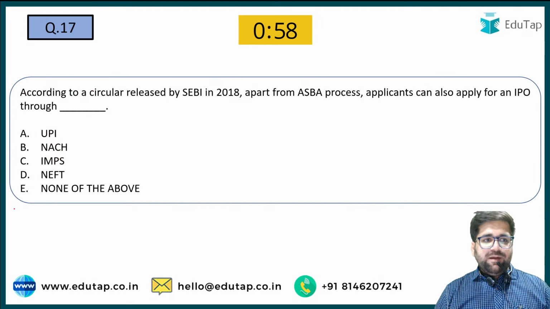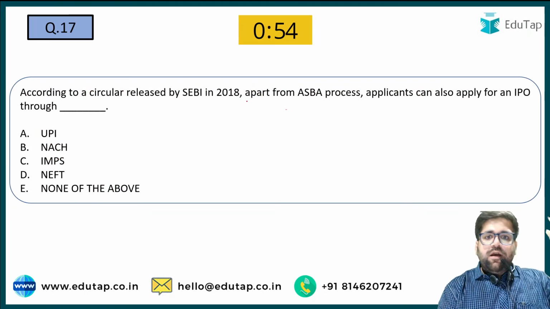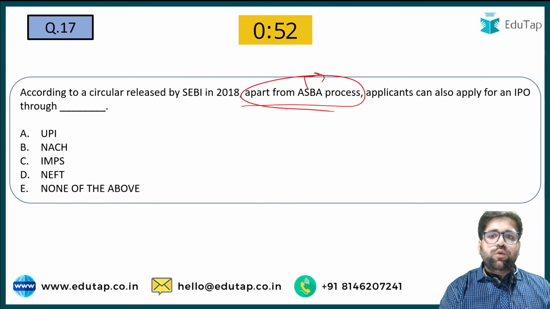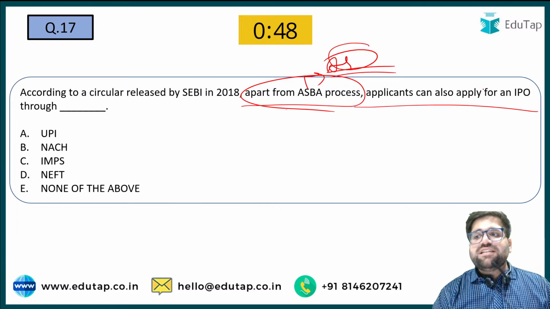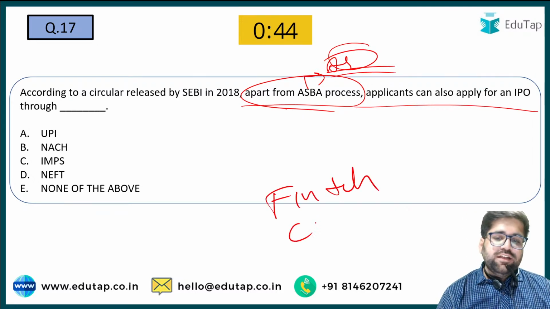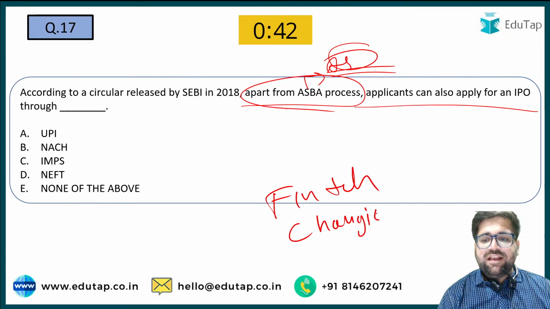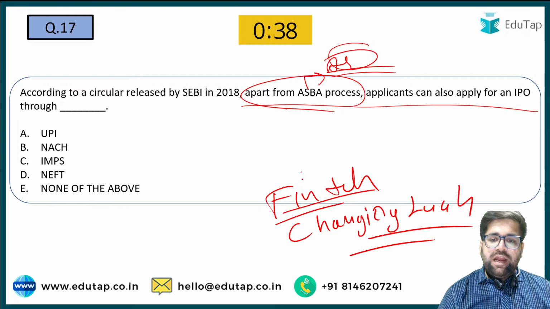Question number 17, my friends. According to a circular released by SEBI in 2018, apart from the ASBA process, I know you know the full form of ASBA, that is Application Supported by Blocked Amount, applicants can also apply for IPO. So this is again fintech, changing landscape, which are directly mentioned in your RBI syllabus. The same chapters are covered in your EduTap course as well.